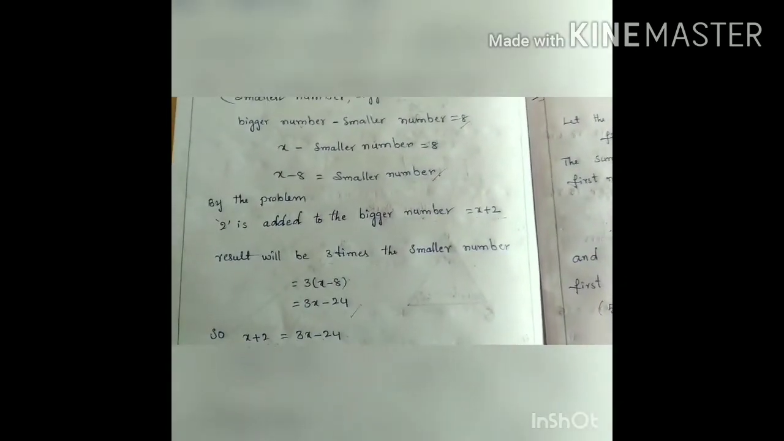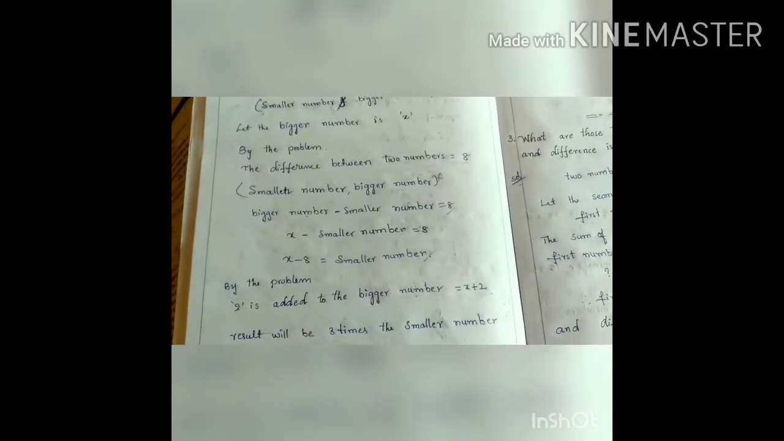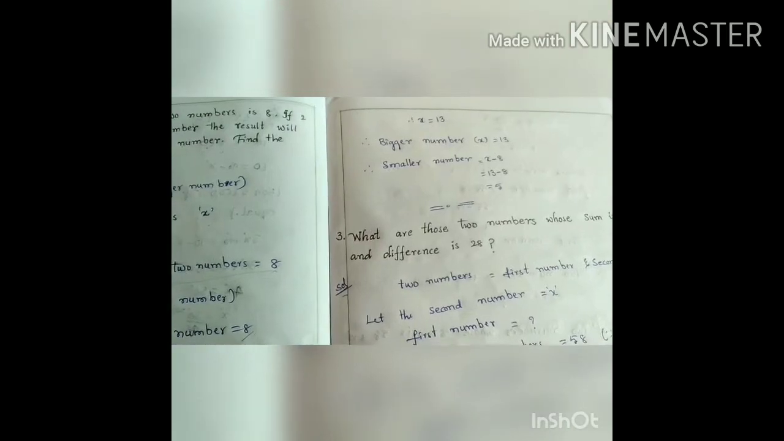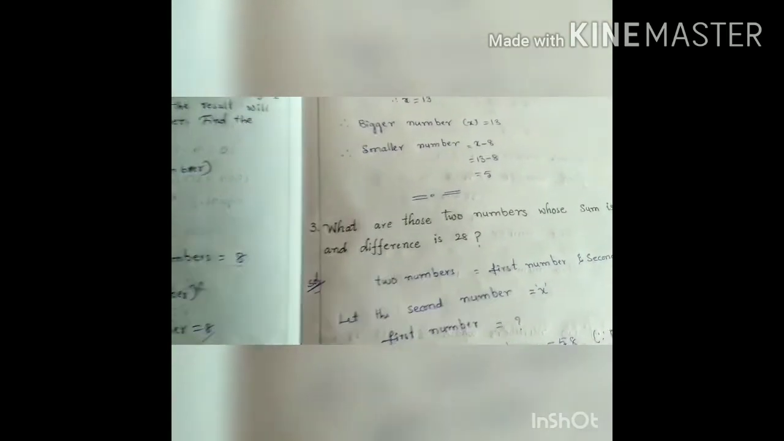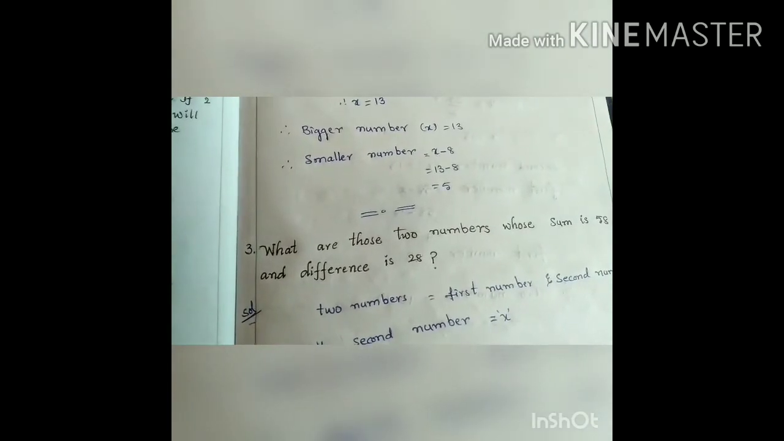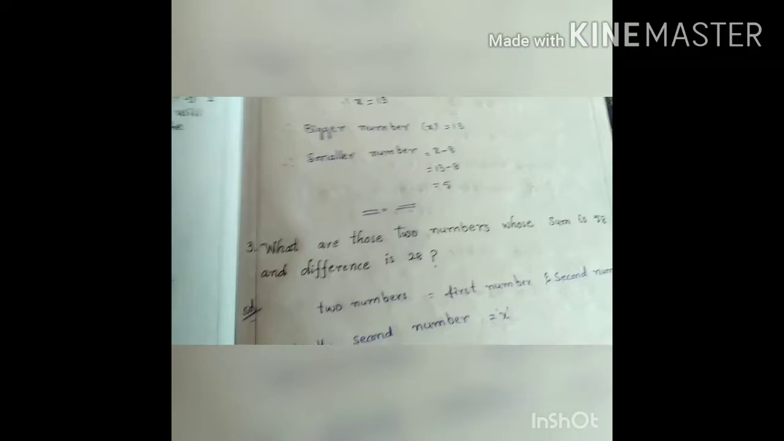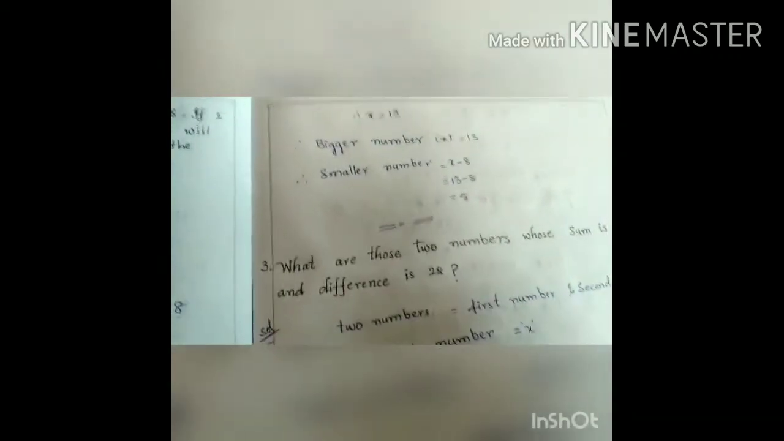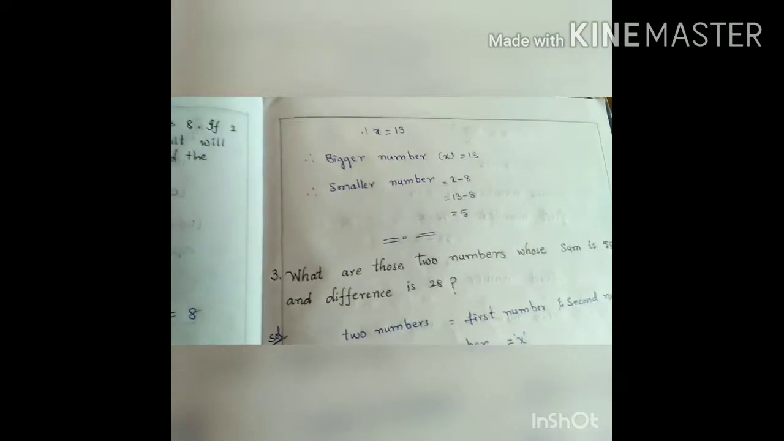What is x? x is the bigger number. So the bigger number is 13. Next, find the smaller number. It equals x minus 8. 13 minus 8 equals 5. So those two numbers are: the smaller number is 5 and the bigger number is 13. Okay, the second problem is completed.